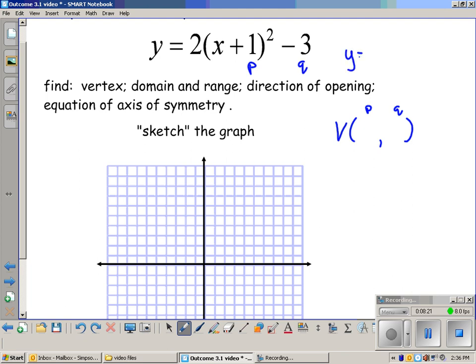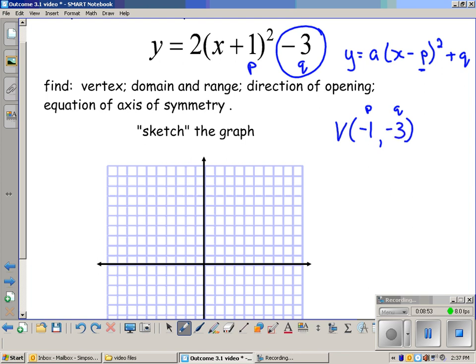Remember that the standard form of this equation is y equals a(x minus p) squared plus q. So we need to ask what value would we substitute in here that would give us a value of x plus 1. We would have to put in negative 1. Our q value comes from the end of this equation, which is negative 3.